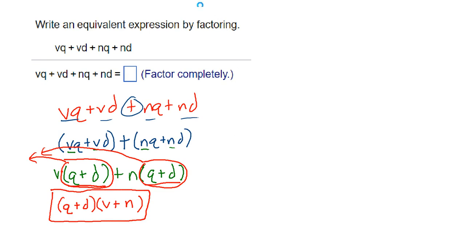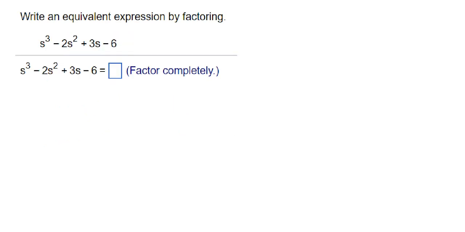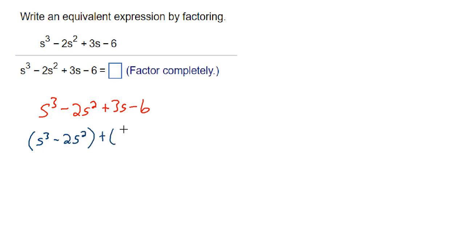Let's take a look at another example. All right. So we have s to the third power minus 2s squared plus 3s minus 6. So again, we'll start by grouping. We'll group the first 2 terms together. S to the third power minus 2s squared plus, we'll group the second 2 terms together. So I make sure to start with a plus sign between my 2 groups. That's the second step. The third step is factor out the common factor here.